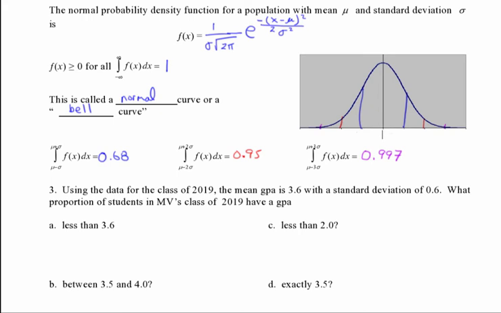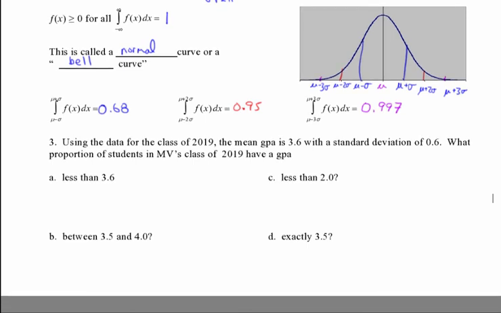This would be right here. This is mu. Actually, I'm going to go back to the blue. This is mu minus 1 sigma, mu minus 2 sigmas, mu minus 3 sigmas, and similar on the other side: mu plus sigma, mu plus 2 sigmas, mu plus 3 sigmas. All right, let's apply it to a problem.